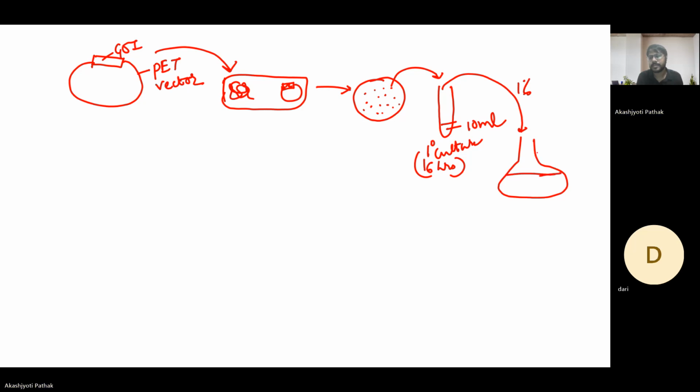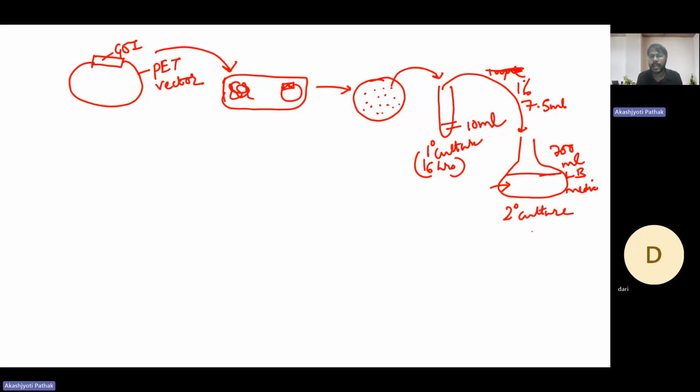So this is, for example, your 750 ml LB media, and then we inoculate this. We take 7.5 ml, which is 1%, and inoculate it in your LB media, and then we allow the bacteria to grow. So this is called your secondary culture.